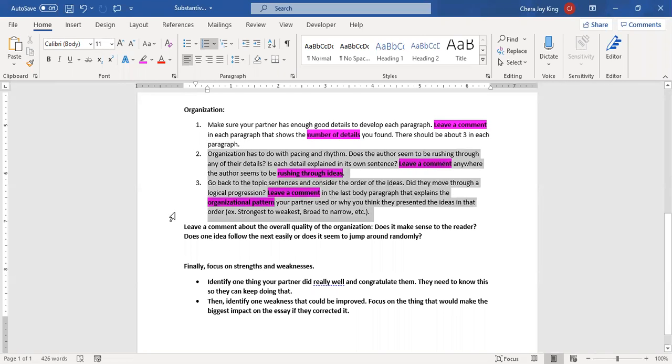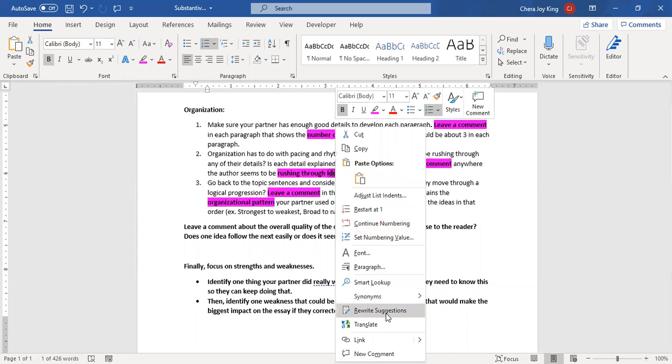Now these 2 are definitely organization. So organization has to do with pacing and rhythm and keeping a good beat throughout your essay. So I'm looking for spots where they seem to be rushing or going too fast through any of their details. And a good way to see that is if each of the details, each of the A, B, C from your outline, is explained in its own sentence. So if there's any spot where they seem to be rushing through their ideas, just leave a comment and say, hey, looks like you're rushing through your details here.